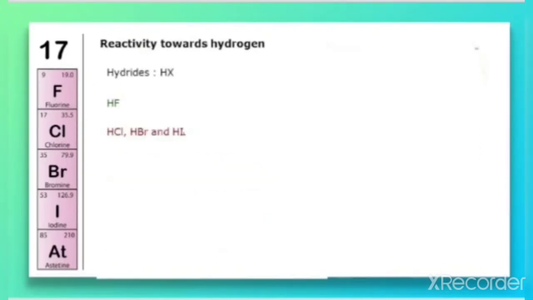In the general formula HX, if X is fluorine, then the formula becomes HF, and if X is chlorine, then it becomes HCl, then HBr, HI. Let us discuss some physical properties related to these compounds. HF is a liquid, but HCl, HBr and HI are gases. What is the reason for HF being a liquid?